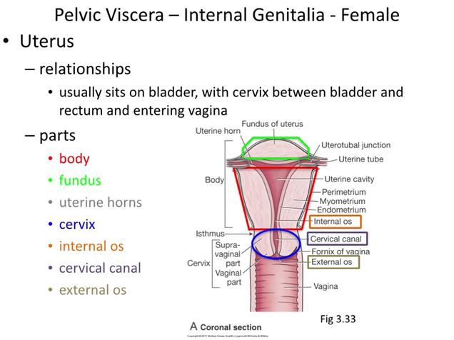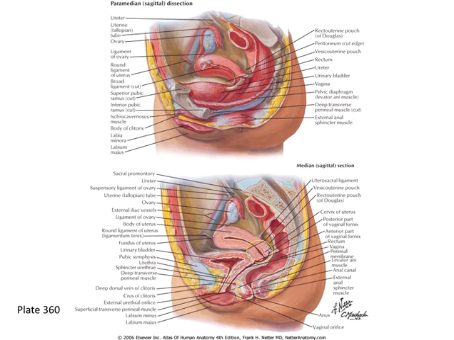Relationships: again, the uterus is sitting typically over or superior to the bladder, although there are different orientations of the uterus, but I'm not going to worry too much about that. And then you can see the cervix is immediately related to the posterior part of the bladder, and as well it's related to the rectum posteriorly.